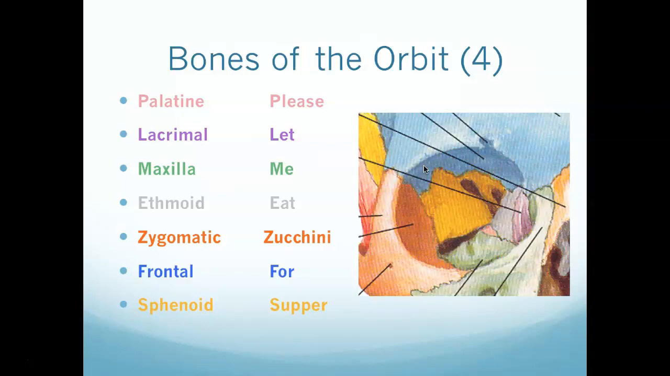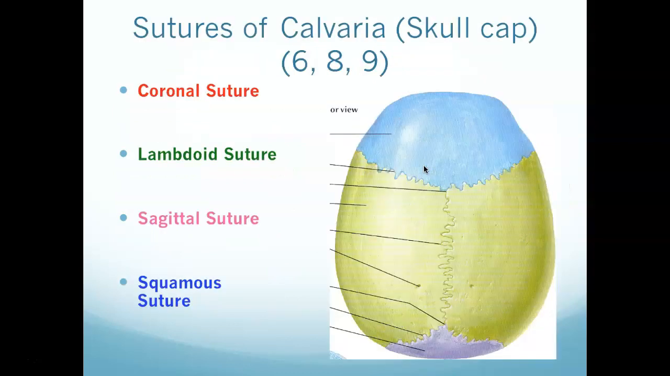But we have some bones that are a part of your orbit, and the way you can memorize this is please let me eat zucchini for supper. So P stands for your palatine bone, L stands for your lacrimal bones, me stands for your maxilla bone, eat is for your ethmoid bone, zucchini is for your zygomatic bone, for is for the frontal bone, and S is for your sphenoid bone.